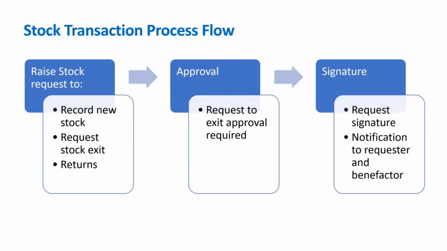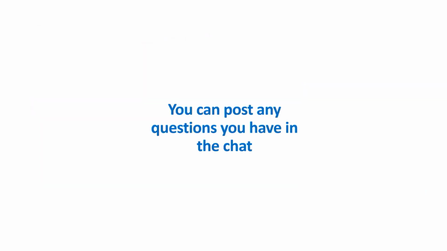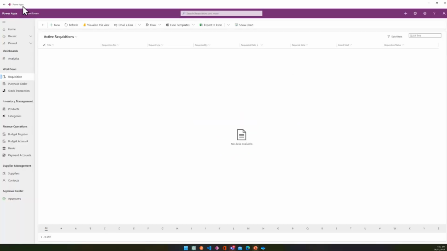The system also has the stock transaction process, where it's just a matter of managing the inventory: what's coming in, what's coming out, and the date at which goods or services are delivered. You can actually log that transaction into the system itself. Any questions, you can post them in the chat, but talk is cheap, so I'll proceed to showcase exactly how the system works.